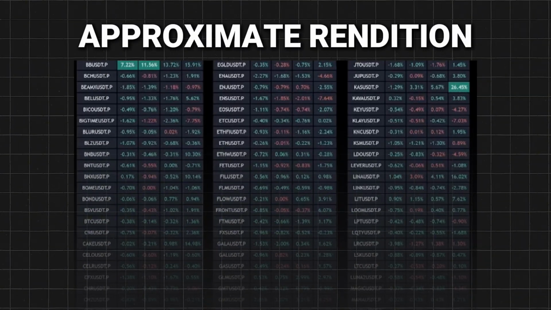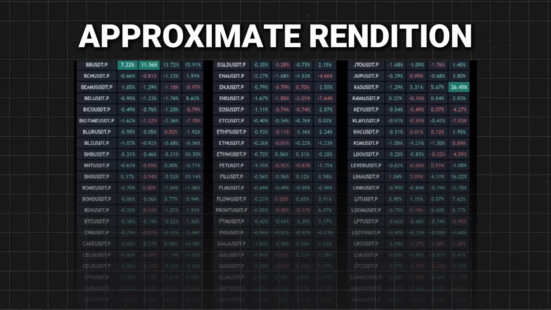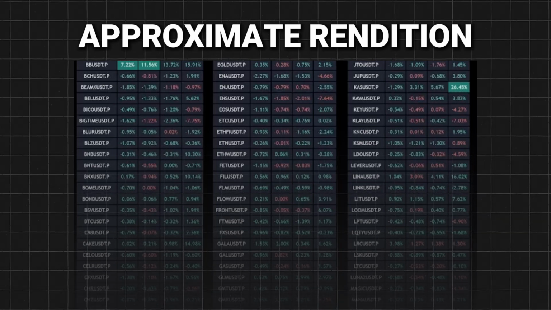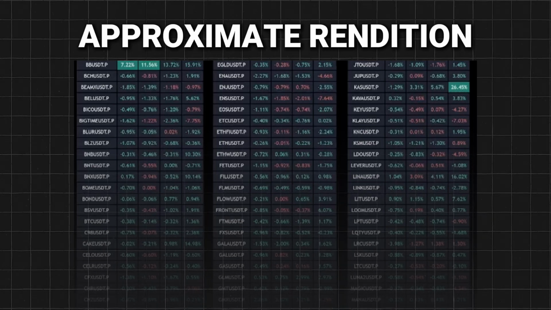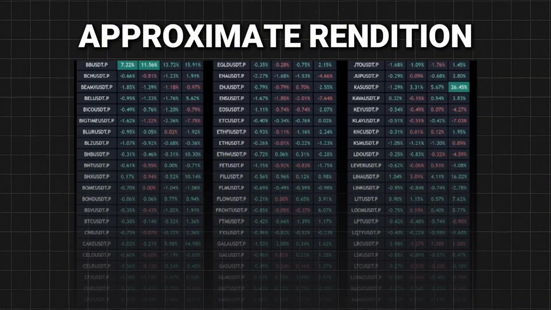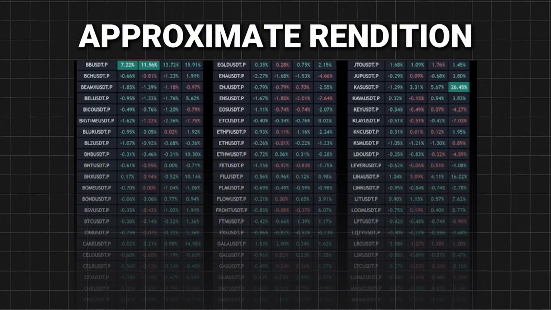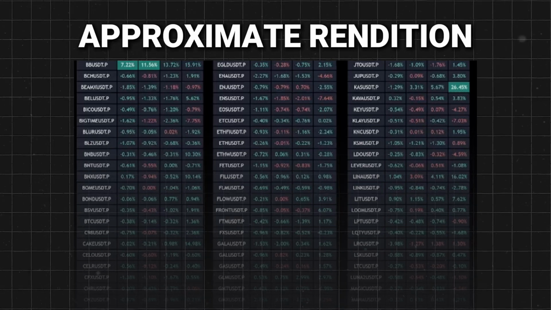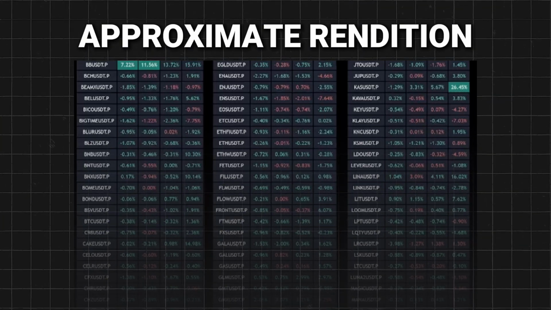So Volatility Grid is just a dashboard that gives you volatility of all the pairs on the exchange across different time frames. It's just a dashboard that gives you a bird's eye view of all the pairs on an exchange and the respective volatility across different time frames.